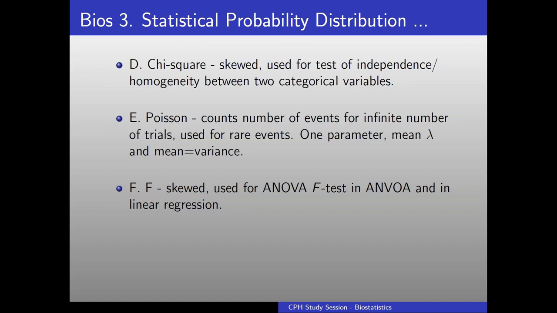The Poisson distribution, E, this is another counting distribution. It counts the number of events, but instead of a fixed number of trials like the binomial, it will have an infinite number of trials. You might say, well, how can there be infinite number of trials? You can think about it as number of events during a course of 1 hour. During that time, you don't know how many events are going to occur, so theoretically, you can have as many events as you want.